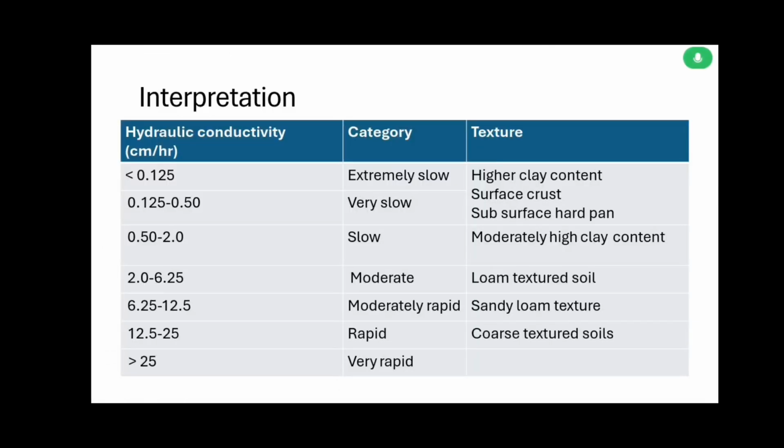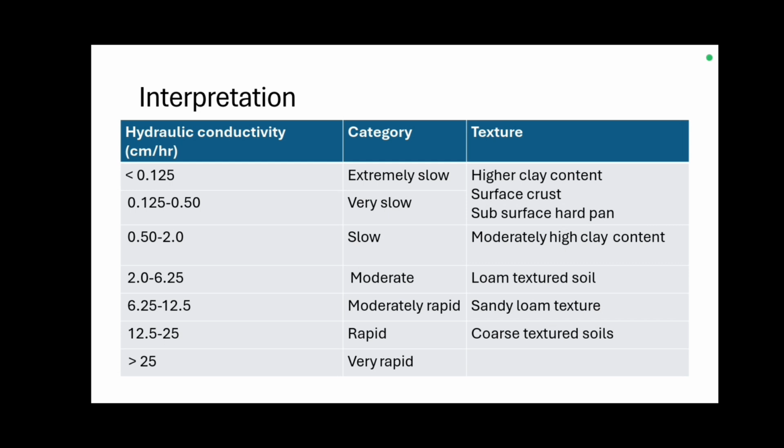Now, interpretation. When hydraulic conductivity is less than 0.125 centimeter per hour, it comes to extremely slow permeability. The soil has higher clay content and it has surface crust and subsurface hard pan. When it is between 0.125 to 0.5, it has very slow permeability, and when the hydraulic conductivity is between 0.5 to 2, it has slow permeability and has moderately high clay content.